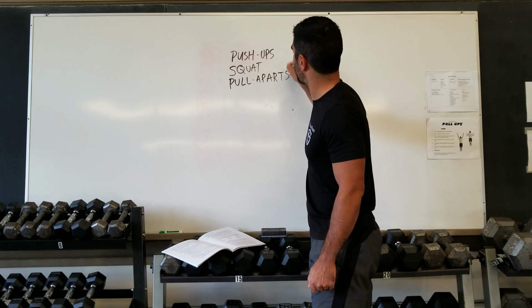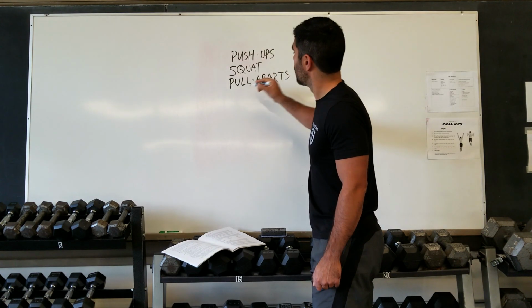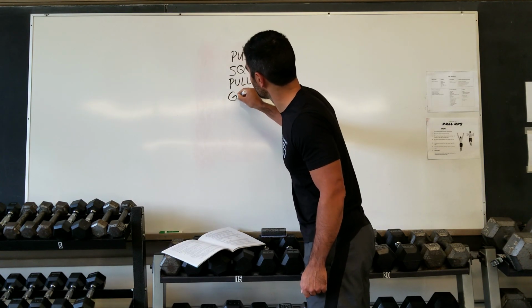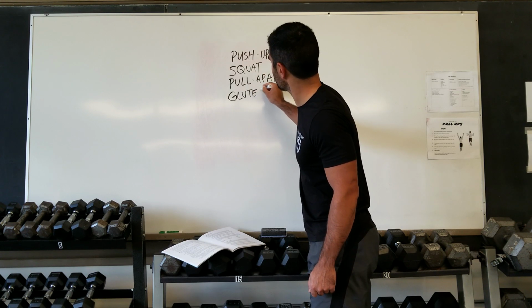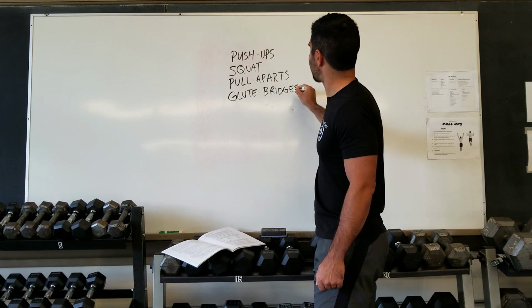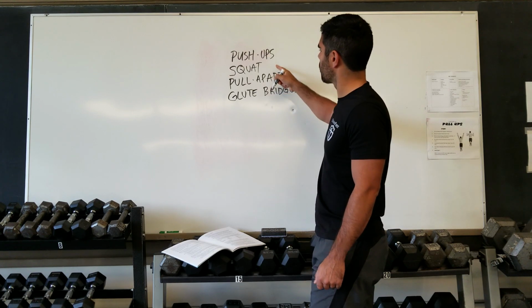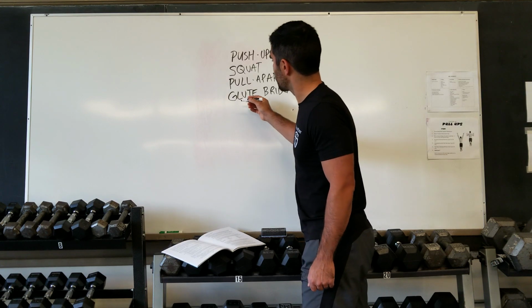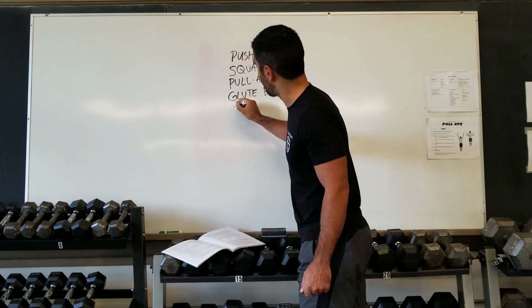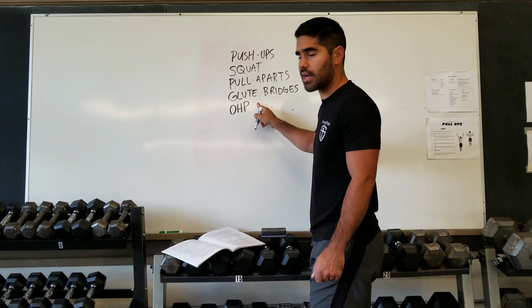So I went from upper body push, lower body knee dominant. Upper body pull, lower body hip dominant. I'll do glute bridges. Okay? And so as I make my workout, I have that push, lower body, pull, lower body. Maybe now I have that overhead press, so I'm just going to put OHP for overhead press. It's that other pushing exercise.